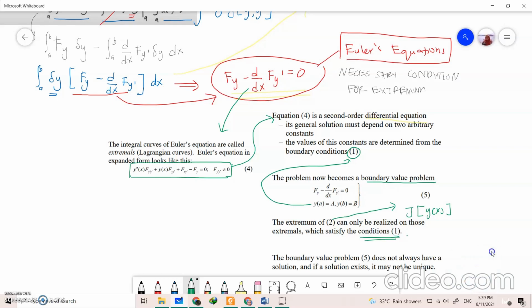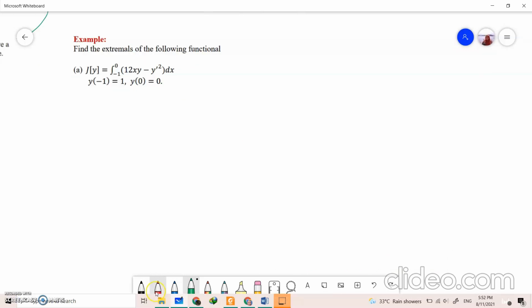The boundary value problem does not always have a solution, and if a solution exists, it may not be unique. So now let's proceed with applying this Euler's equation and the boundary condition to find the extremals. Let's move forward to the example. Now we want to find the extremals of the following functional.